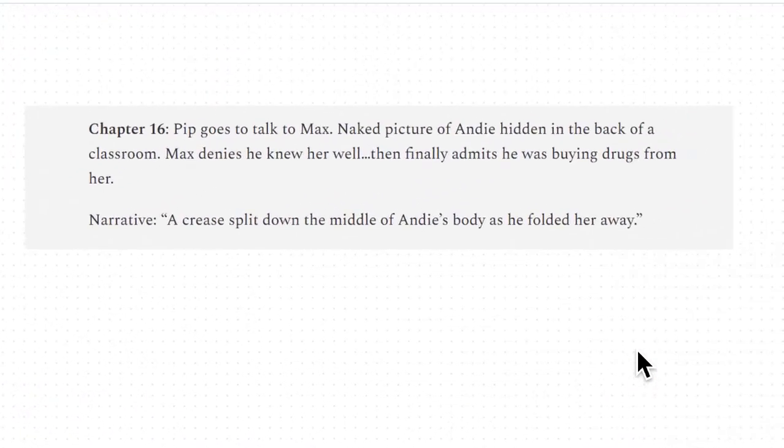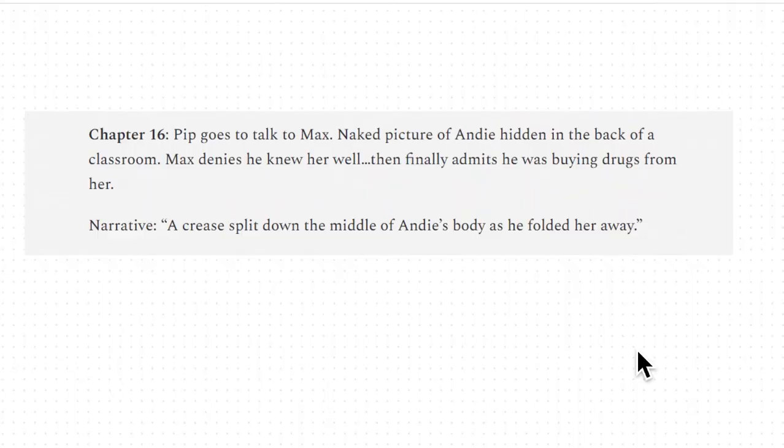All right. Chapter 16, Pip goes to talk to Max. She finds a naked picture of Andy hidden in the back of his room, and he says he found it in a classroom. Max denies he knew her well, and then he finally admits he was buying drugs from her.